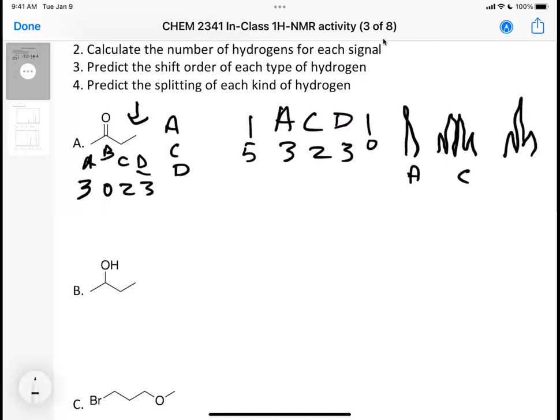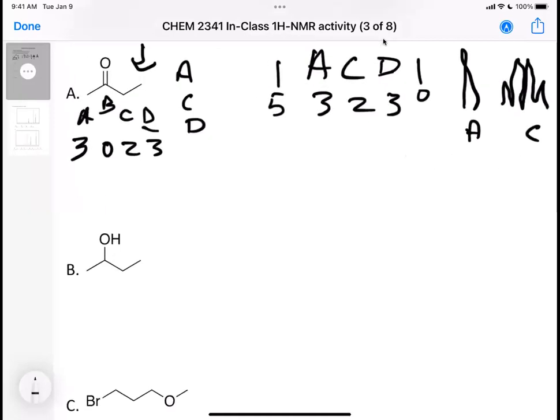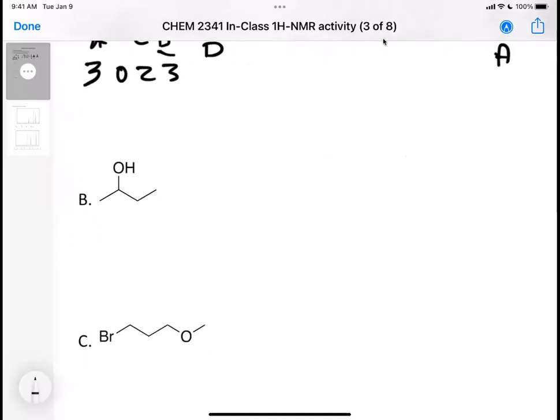All right, let's do another one here. Let's do this one right here. So how many signals do we think we have? Well, let me label the carbons A, B, C, and D. And I'm going to label that one E. I'm going to label that hydrogen E because we have to play with it.